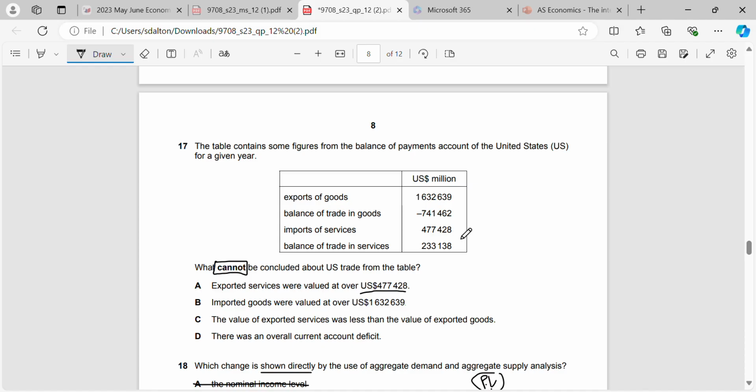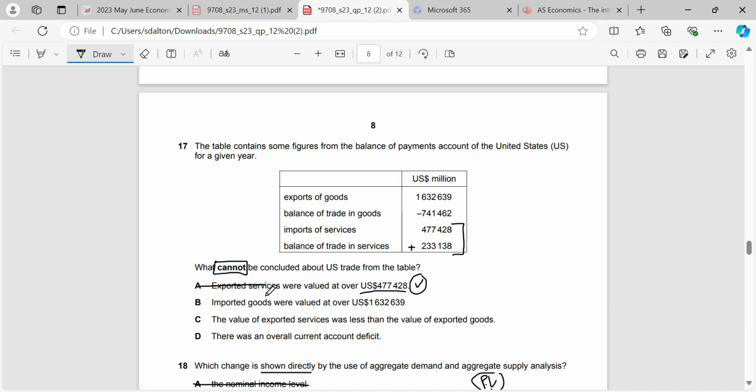Okay, we can see that's true because our imports of services is 477 and our balance of trade in services is a positive figure. Therefore, our export services have to be this plus this, which means our export services, without calculating it, will be about 710,000. So that one can be concluded. They were valued over that.